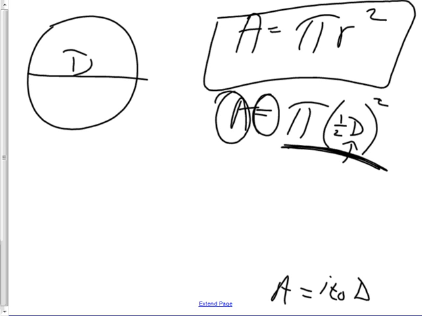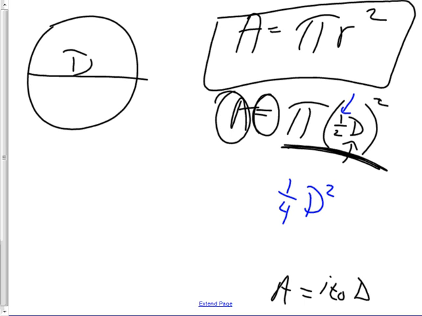Mr. E in the back. Tell me how you started the simplifying process. Try to square the 1/2. Good. What's 1/2 squared? 1/4. And the d squared is just d squared.